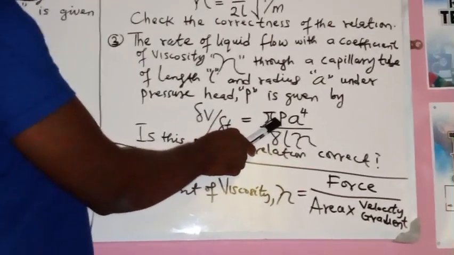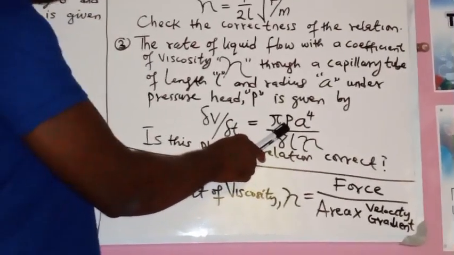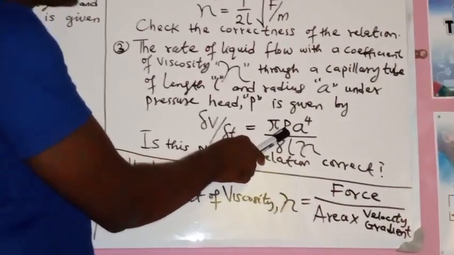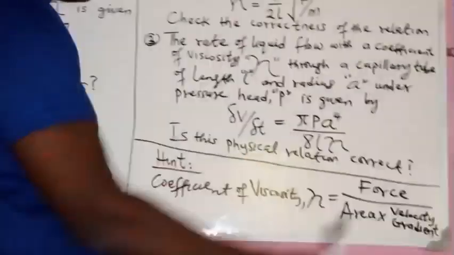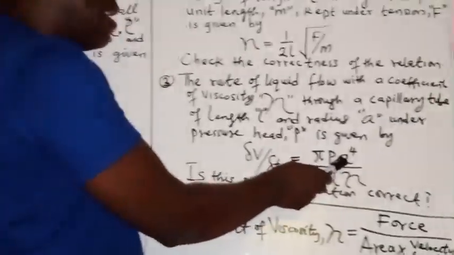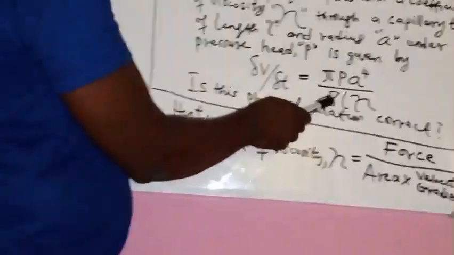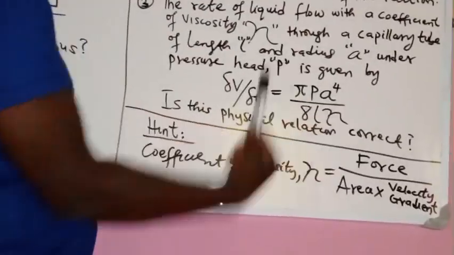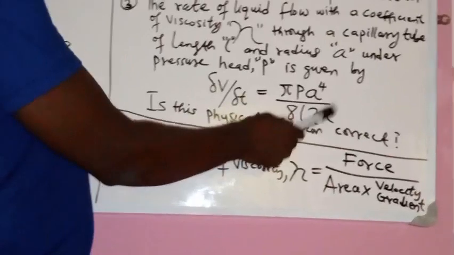Pressure is force over area. You have to break that force into mass times acceleration, and you break it down into physical dimension. This is radius A, that is R. Radius is length, L raised to the power 4. Then this one is pi and 8 will disappear. You don't need your dimension analysis. Okay, this is length. Then this is the coefficient of viscosity.